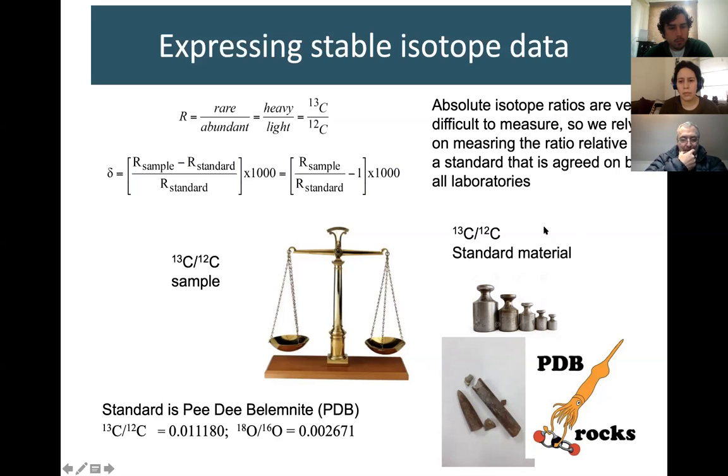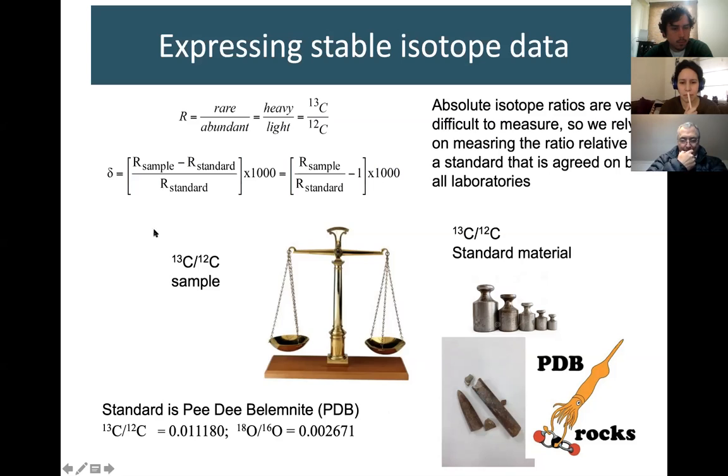So we have internationally accepted standard materials, and for carbon-13, that's this PD belemnite. It's a fossil that someone carved out of a rock and said, this is going to be my standard. This is the creature that it looks like. They lived in the Cretaceous, so they're extinct now. And here are the values if you ever need them.